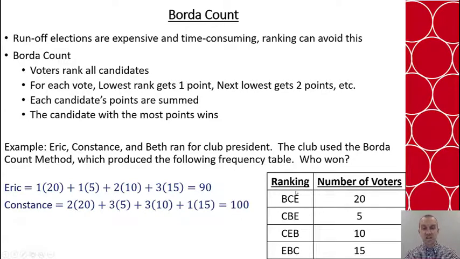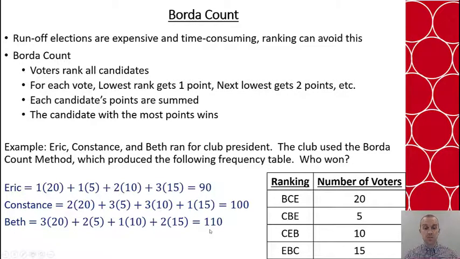Same thing with Constance. She gets 2 points for these 20. 3 points for these 5, 3 points for the 10, and then 1 point for the 15. And then Beth gets 3 points for the 20, 2 points for the 5, 1 point for the 10, and then 2 points for the 15. And when summed up, hers is 110. So using this frequency table, Beth had the most points, so Beth would win the competition.